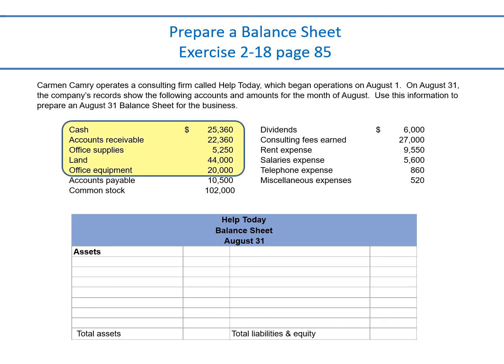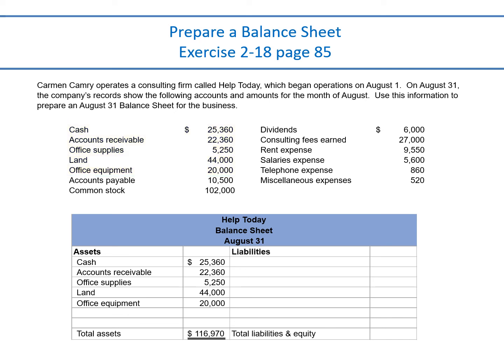All of our assets are highlighted there in yellow. So we'll bring down our cash, our accounts receivable, our office supplies, our land, and our office equipment, for total assets of $116,970. Then we go to the right side of our balance sheet. We have our liabilities first and then our equity. Our only liability account that's listed there is accounts payable. So we'll bring that one down.